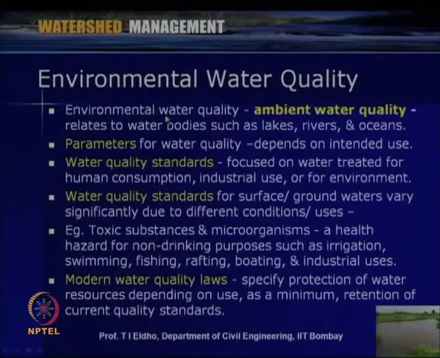When we deal with water quality management, generally we call it environmental water quality. Environmental water quality means the ambient water quality that relates to water bodies such as lakes, rivers, oceans or aquifers. It is the water quality which is very much related to the environment, whether it is the aquatic body like lakes, rivers, ocean, or the groundwater systems. So we have to see that the ambient water quality and its environmental values are met.